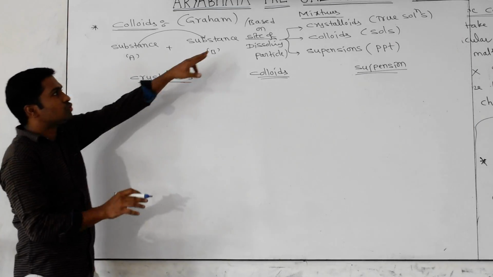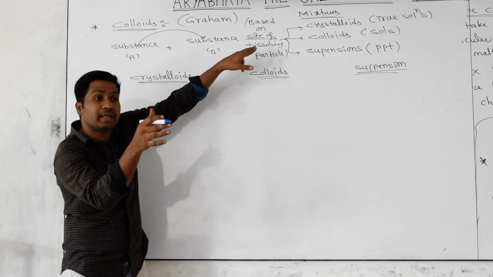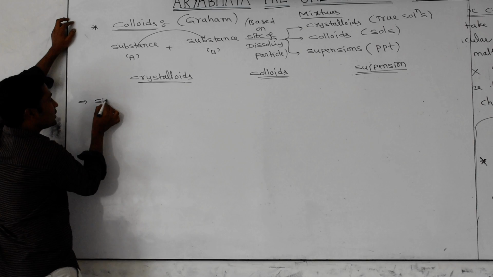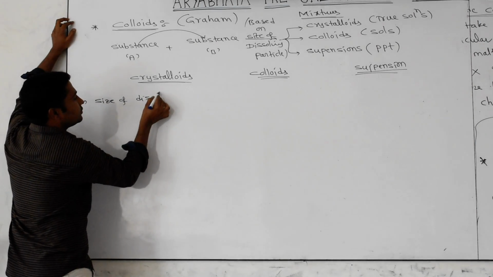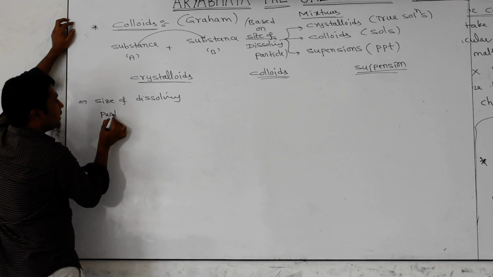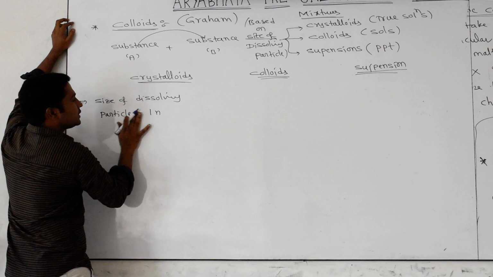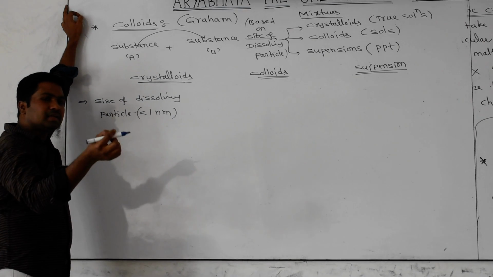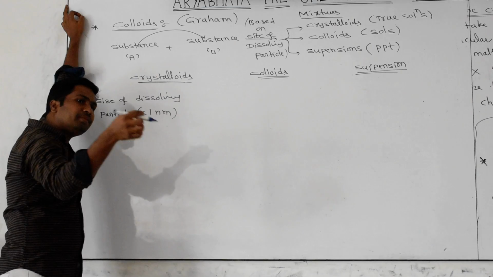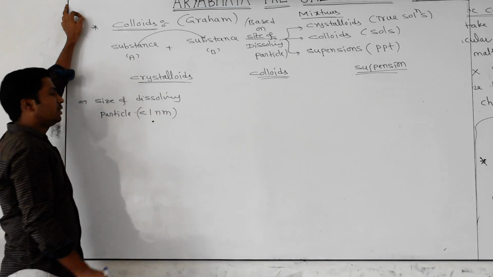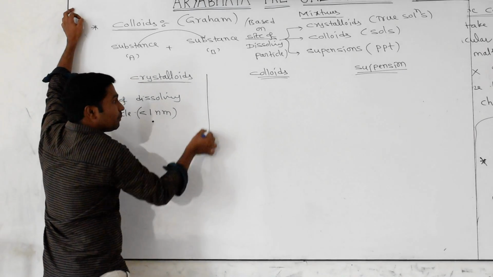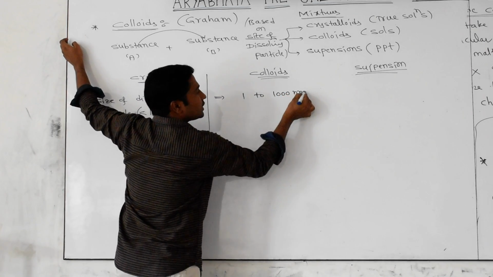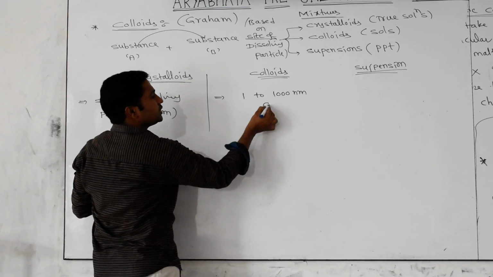This whole classification is based on which one? The size of the dissolving particle in another medium. For example, the first point: in the case of crystalloids, the size of the dissolving particle is equal to or less than 1 nanometer. What is the meaning of this? The particles dissolving in another medium should be very small, denoted by something like a full stop. But comparatively, for colloids, the dissolving particle size will be 1 to 1000 nanometers. Is it bigger than a crystalloid or not? Yes, definitely.